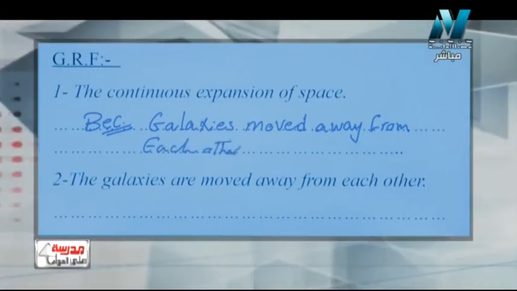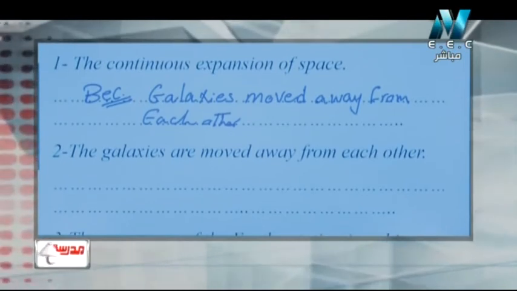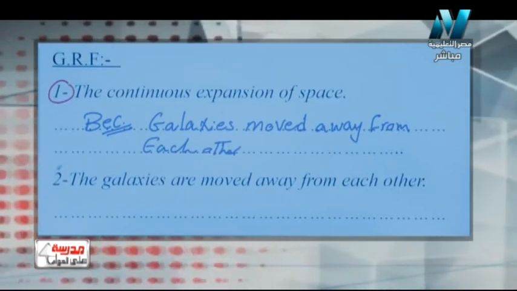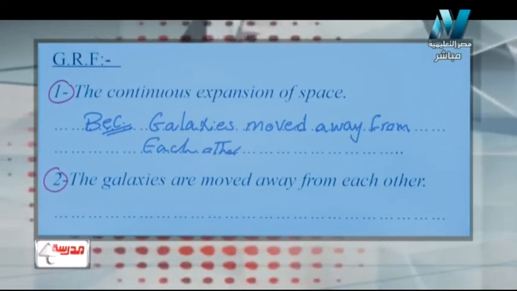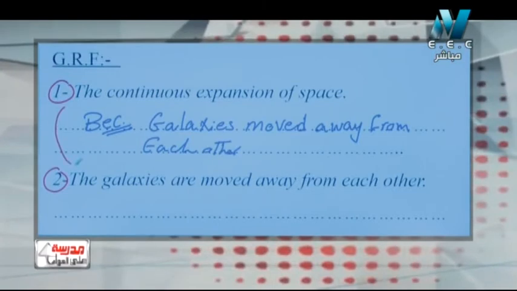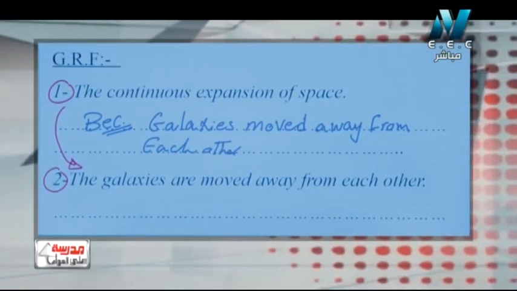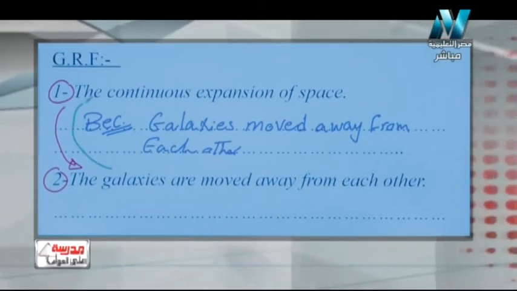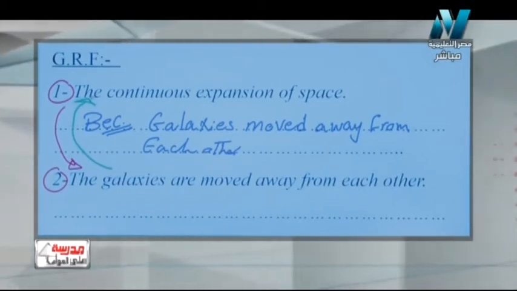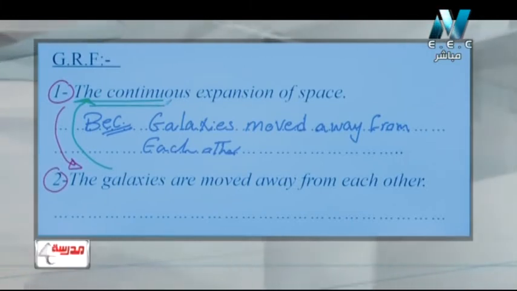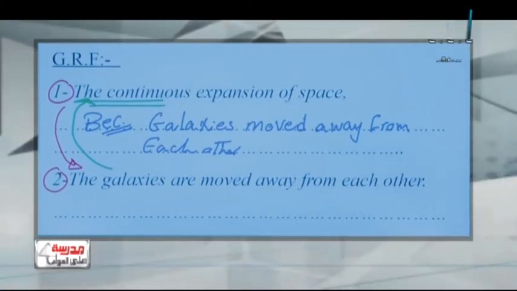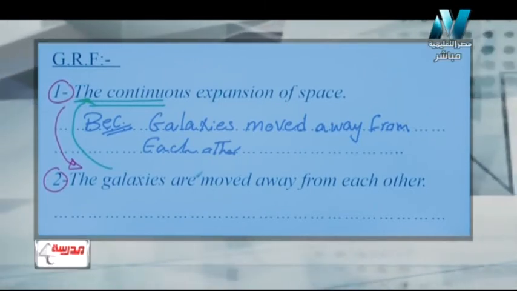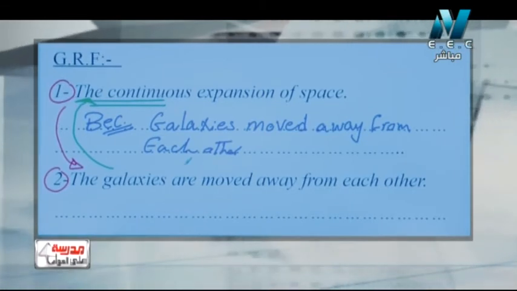Number two, the galaxies are moved away from each other. Pay attention here together. Here we have two questions, number one and number two. Number one, continuous expansion of space, I say because galaxies are moved away from each other. But if the question asks why galaxies are moved away from each other, we will answer because of the continuous expansion of space. So each question is the answer of the other question.